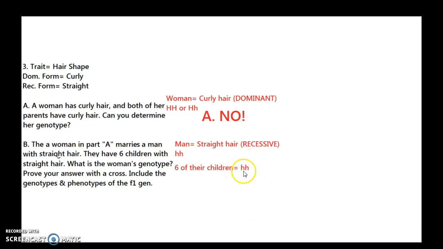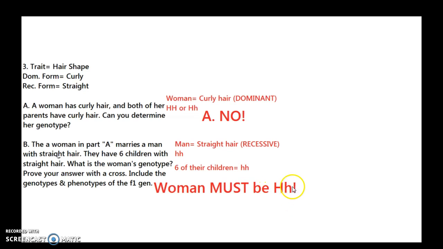6 of their children, however, are homozygous recessive. So we know one of those h's came from mom and one of those h's came from dad. So if one of those h's had to have come from mom, can she be homozygous dominant? No, she can't. So mom has to be heterozygous. Okay, so the woman must be heterozygous. Obviously, that's not good enough. I need you to prove it with a cross and include the F1 generation.